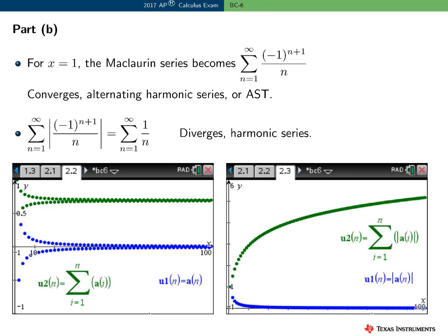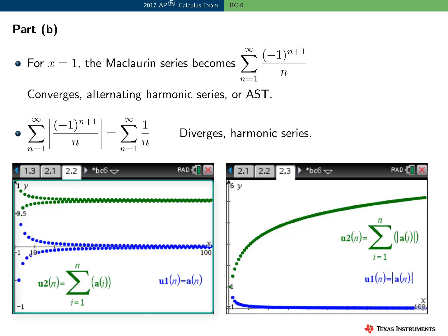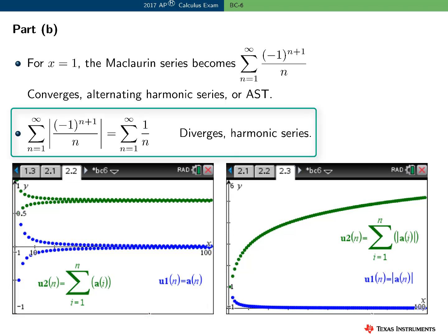Students are probably pretty familiar with the harmonic and alternating harmonic series. But here, I'll use technology to produce a graphical representation of each. First, for x equal 1, the Maclaurin series in part A becomes this series. And this is the alternating harmonic series, and it converges by the alternating series test. Here's a graph of the terms of this sequence and the partial sums. This is a nice visual confirmation that this series converges.